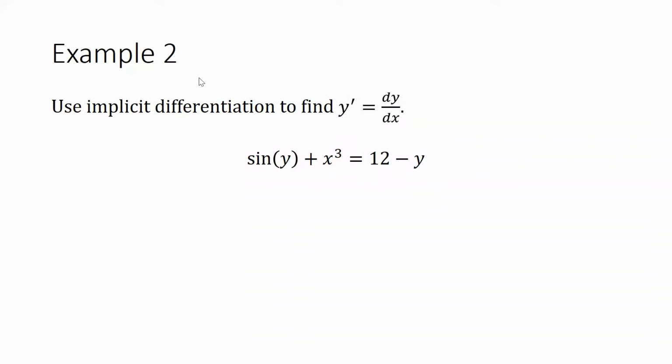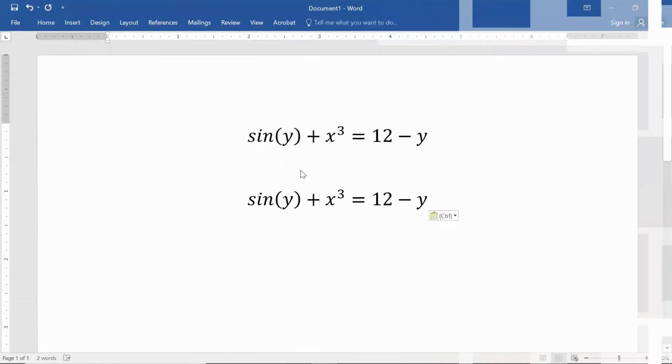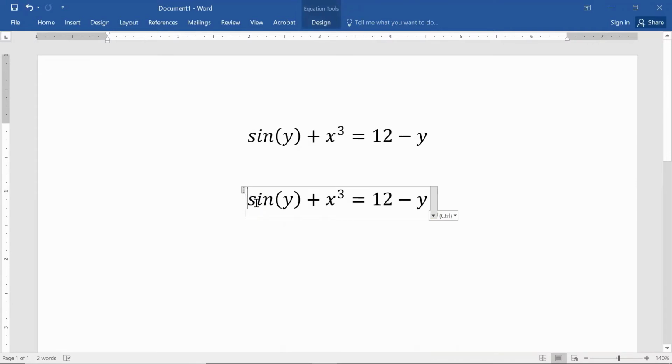I'm now going to do a more complicated scenario. We're going to use implicit differentiation to find y prime, which is the derivative of y with respect to x, of sine of y plus x to the third equals 12 minus y. Here's our function, sine of y plus x to the third equals 12 minus y. I misspoke. This is not a function, but it's going to yield a graph.